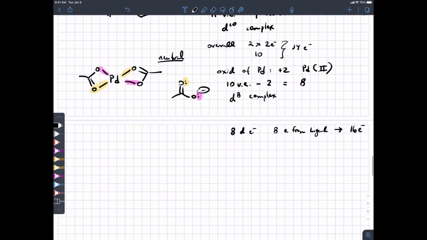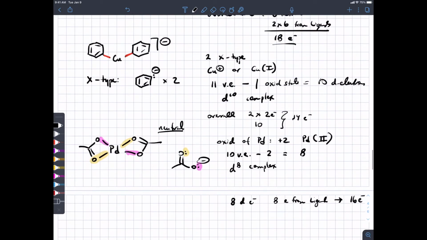Okay. Questions so far? Go ahead. On the copper one, why was it 10 valence electrons? Copper has 11 valence electrons, but it's in the +1 oxidation state, so we're missing one, so that's why we have 10 d electrons. Yep.